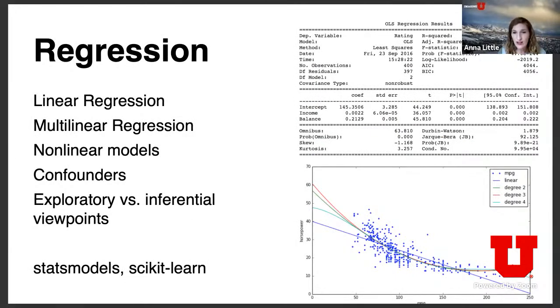Okay, and then we also spent a bit of time focusing on a really important topic in data science, which is prediction. So specifically, we looked at regression and started off in the simplest case of a linear regression where you have a single predictor variable and you're trying to predict a response variable. And then we generalized to multilinear regression where you have a lot of predictors, and also nonlinear models where you have interaction terms or quadratic terms.